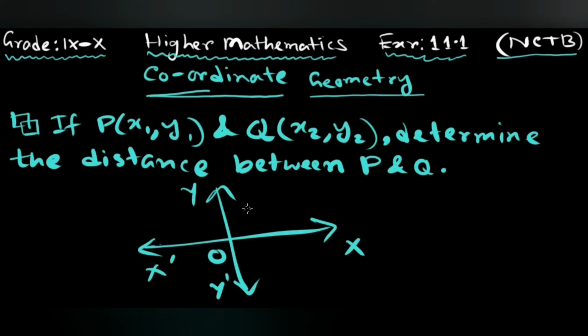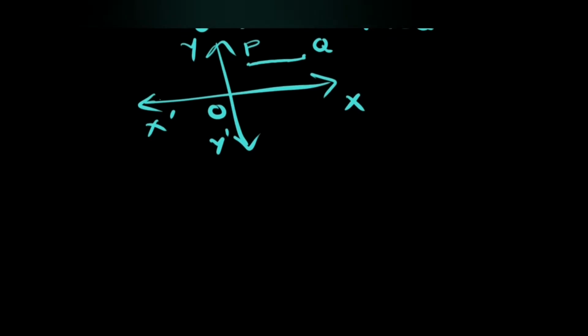The first point is P. Suppose it is located in the first quadrant. So this is P, and another point that is also, suppose, in the first quadrant. So Q. What is our purpose? We are going to determine the distance between P and Q. So what to do? How to determine it?